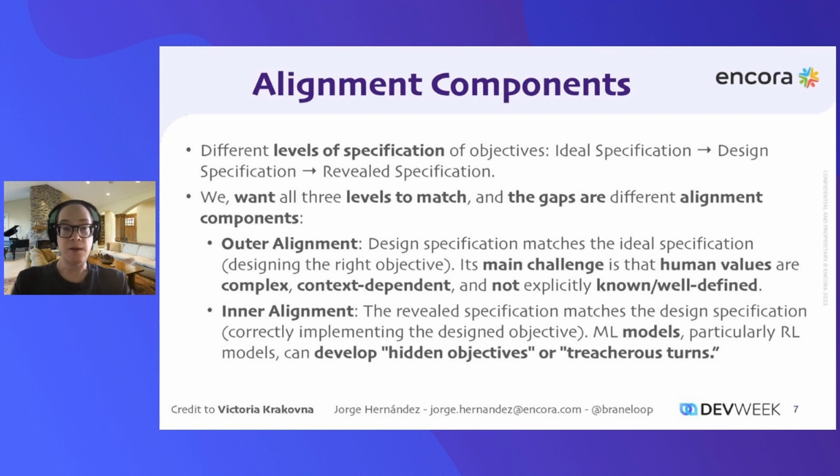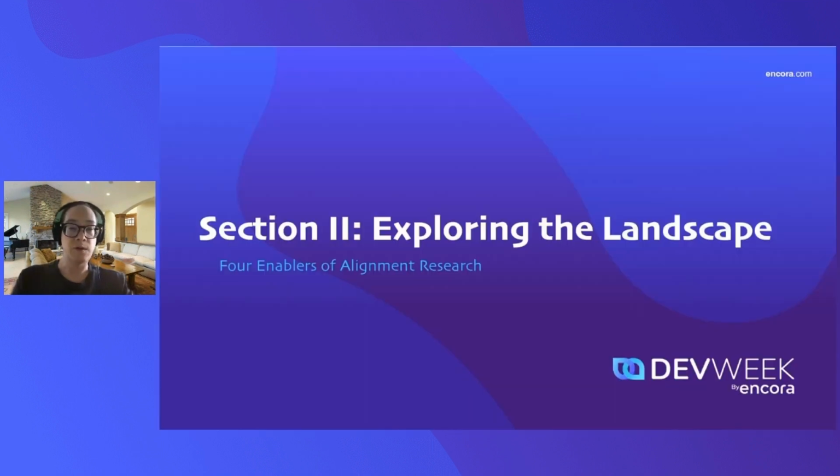And then there's the second component, which appears between the design and the revealed specification. That's called inner alignment. We have that when the revealed specification matches the design specification. That is, we correctly implemented the design objective, because you can design a good objective, but then whatever technique you use to train can actually not work. You can train the systems the wrong way. In particular, reinforcement learning models can develop what are called hidden objectives or treacherous turns, where they suddenly start doing stuff that you do not want them to do.